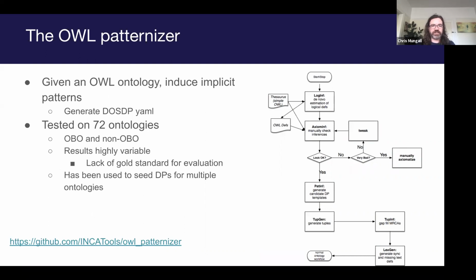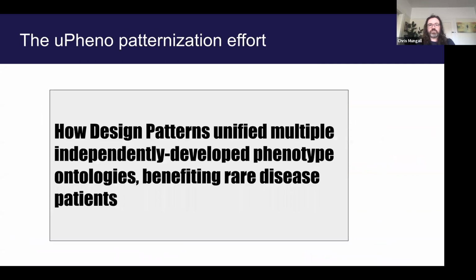So we've run this on about 72 different ontologies, both within and outside the OBO repository. The results are pretty variable. It's hard to give you an idea of accuracy because we don't really have a good gold standard here yet. But it has proven to be massively pragmatically useful, in that we've actually used this to seed design patterns for a number of our ontologies. And as you saw, we've got about 160 different ontologies just within OBO. So this is proving to be quite useful.